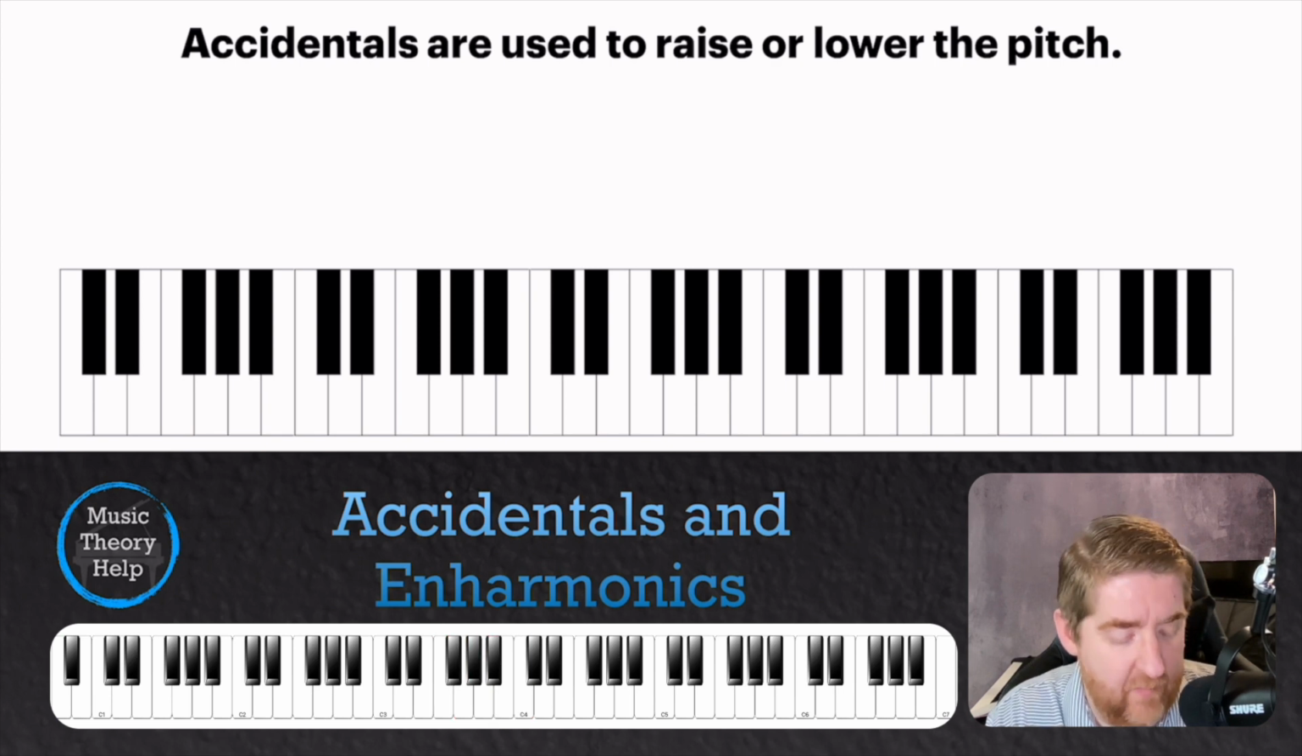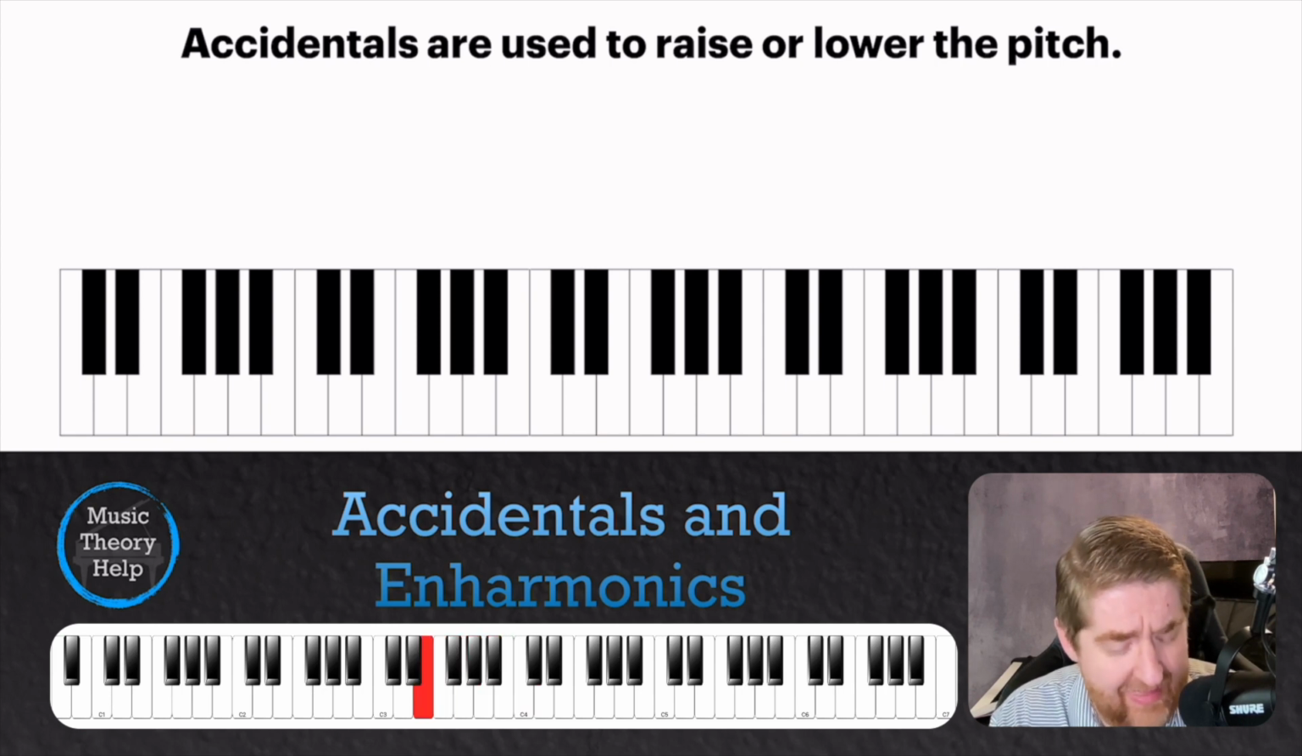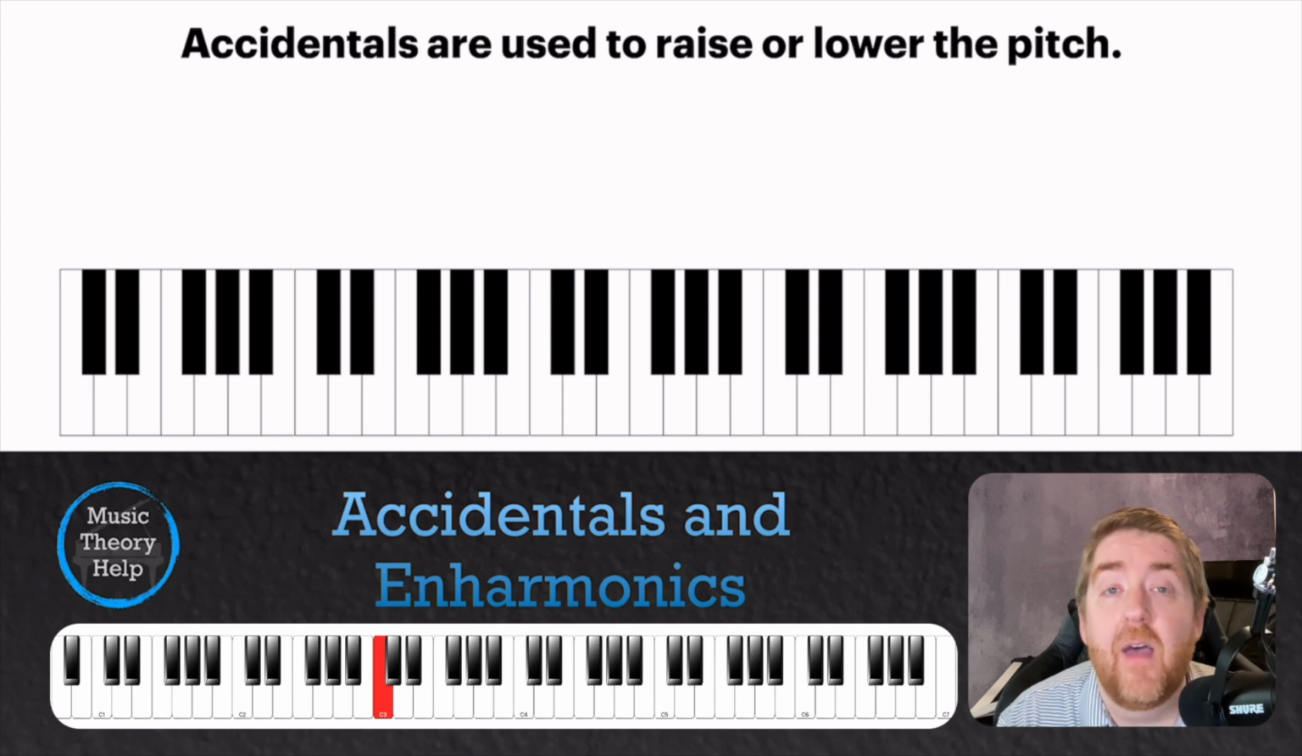A half step can be moving from a white key to a black key. It can be moving from a black key to a white key. It can even be moving from a white key to a white key. That's between E and F or between B and C. A half step will never be moving between two black keys. That's more than a half step. So again, the important thing to know is that the keyboard is made completely of half steps.